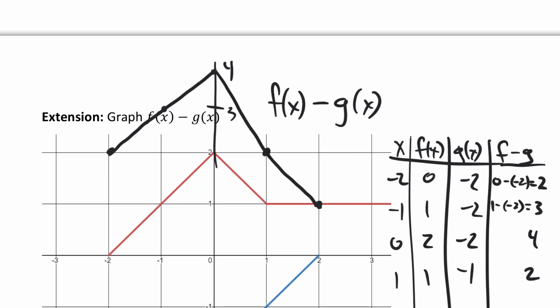Okay, so we need a little bit more practice on this domain and range stuff. So go ahead here on the black graph, f(x) minus g(x). We did this earlier. See if you can write down the domain and range. Okay, so the domain will be -2 to 2. And the range is from 1 to 4. The domain goes from left to right, so lowest value of -2, highest value of 2. The range goes from bottom to top, so lowest value of 1, highest value of 4.